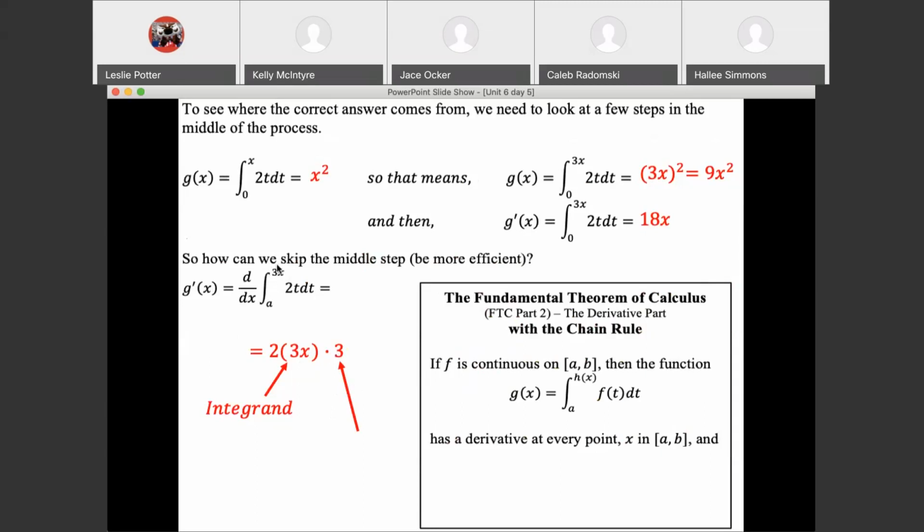Now, where have we seen that? It's the chain rule. My outside derivative is going to be my integrand, because that is what's being accumulated and differentiated. My inside derivative is going to be my upper bound. So that is the way of showing a composite function using an accumulation notation.